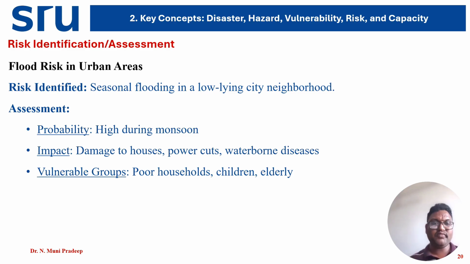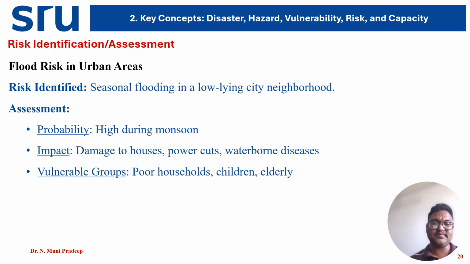And the main vulnerable groups: poor households who cannot afford waterproofing or relocation; children, who are at risk of waterborne diseases and accidents, because these diseases spread very fast among children, kids and older people; and elderly people who have mobility limitations and cannot evacuate very quickly.